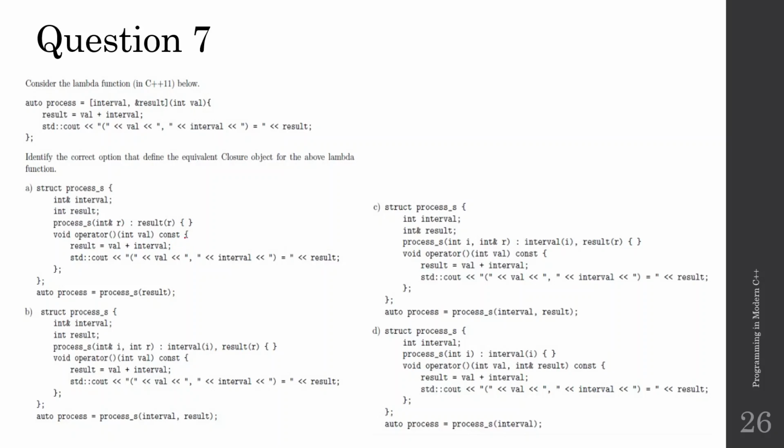Okay, in this question, we are given the lambda function, and we are told to identify the equivalent closure object of the above lambda function. You can think of it as identifying the equivalent piece of code which will give the same result. So first let us understand what the lambda function is doing.